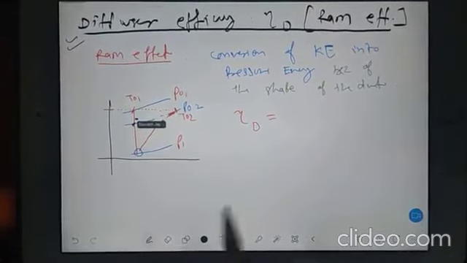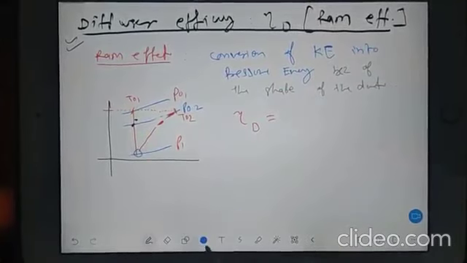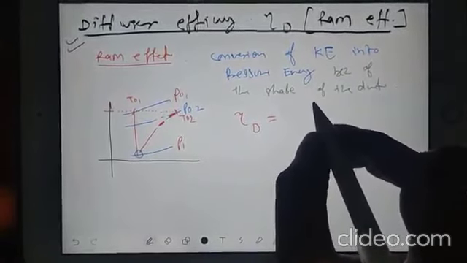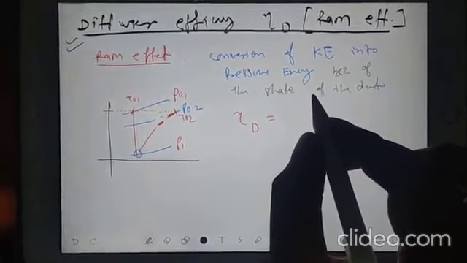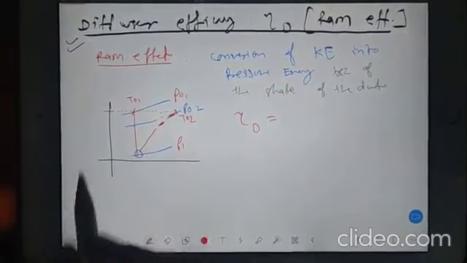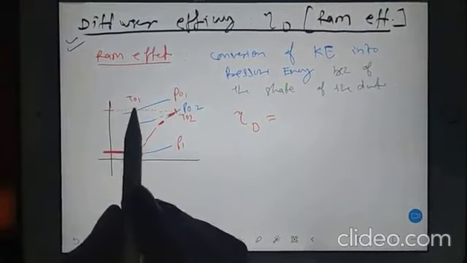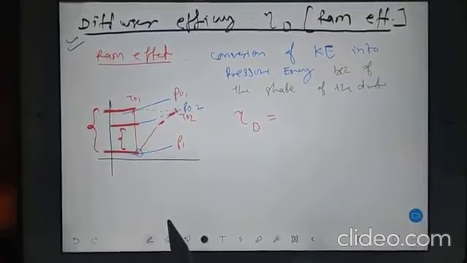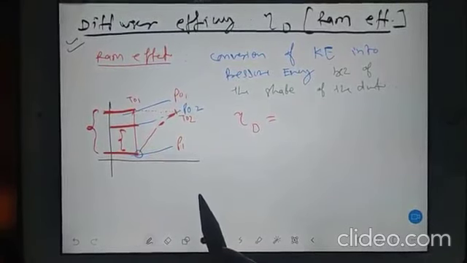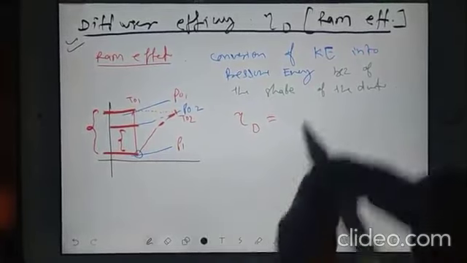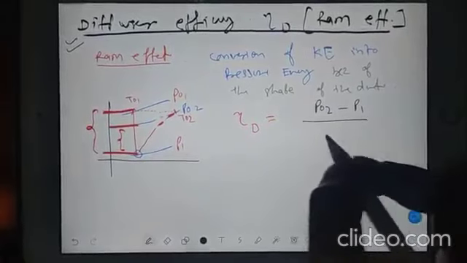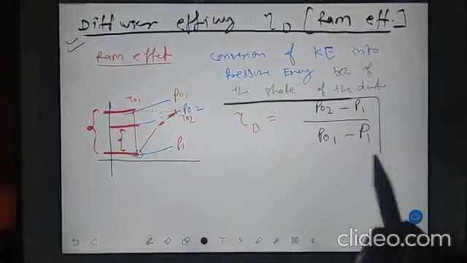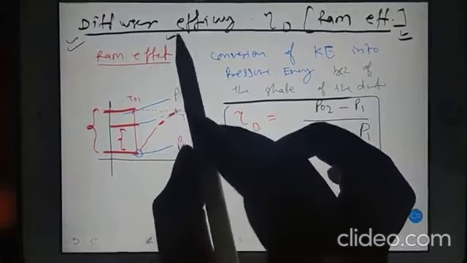Now see, what is your RAM efficiency? There is a trick, and I always follow the trick. From here to here the pressure gap is more, and from here to here the pressure gap is less. So efficiency is always less than 1, I mean less than 100%. So less gap divided by more gap: P02 minus P1 divided by P01 minus P1. This formula gives RAM efficiency, or you say diffuser efficiency.